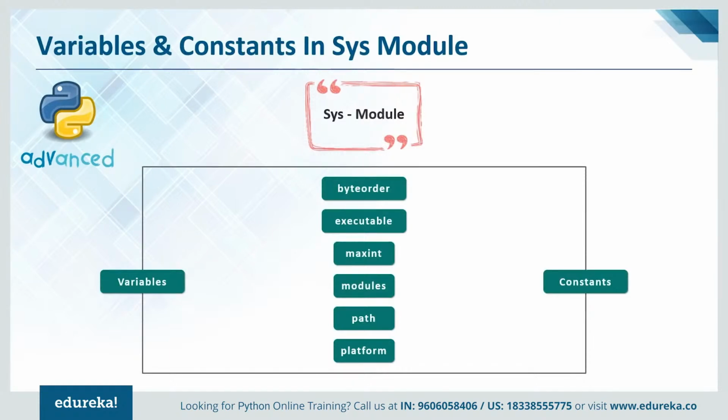So we have byte order, executable, maxint, modules, path, platform, and many more, right? So what is byte order? Byte order is basically an indicator of the native byte order, guys. Simple as that. So what's executable? A string containing the name of the executable binary, that is, the path and the executable file name of that particular Python interpreter. Maxint, guys, this attribute contains the largest positive integer supported by Python's regular integer type.